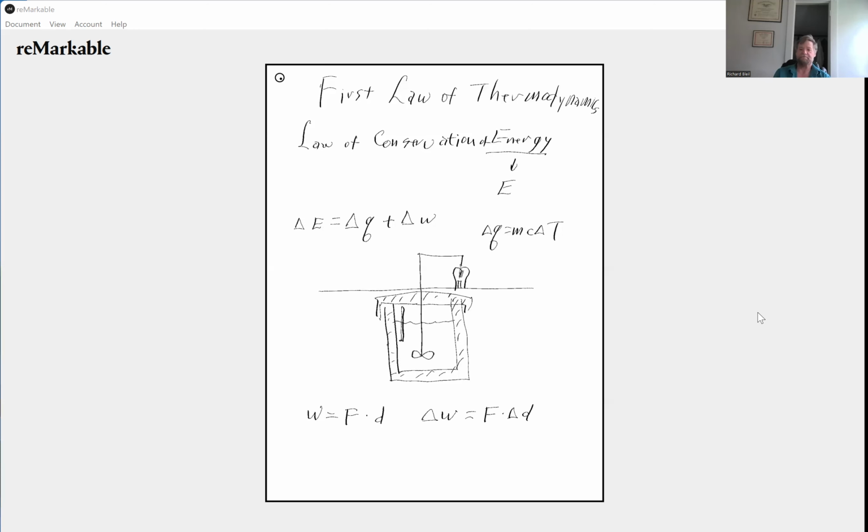In chemistry, the force we usually use is pressure. Because recall, pressure is force per unit area. Volume is area times distance. So in chemistry, work is pressure times the change in volume.